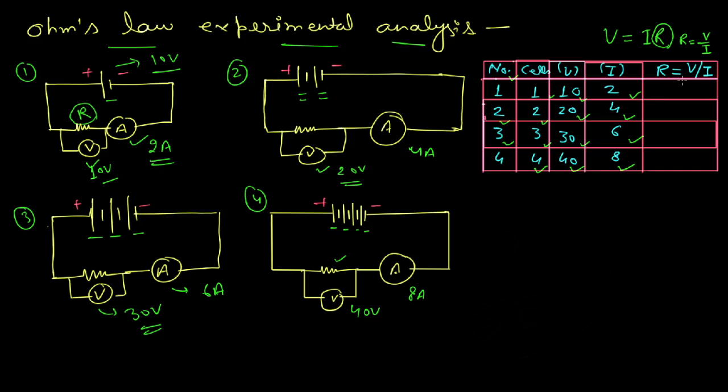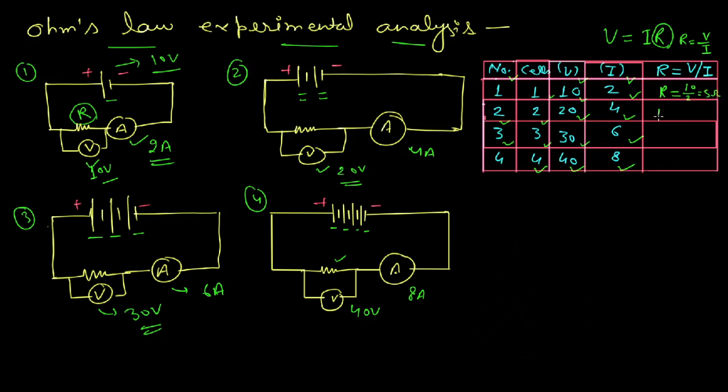So we can calculate the resistance here. Resistance is V upon I. What is the value of V? It is 10. What is the value of current I? It is 2. So 10 by 2 equals 5 ohm.